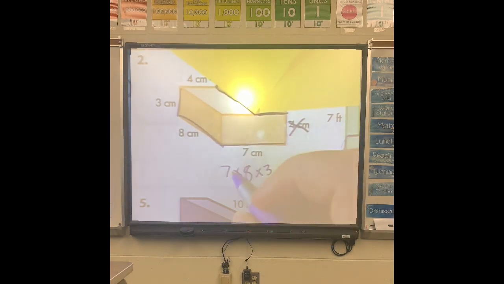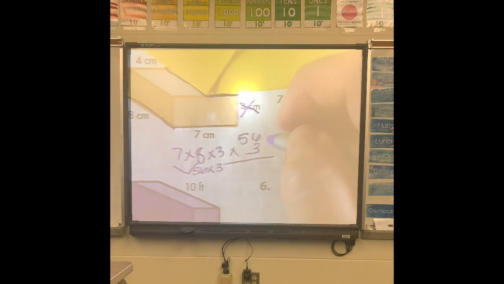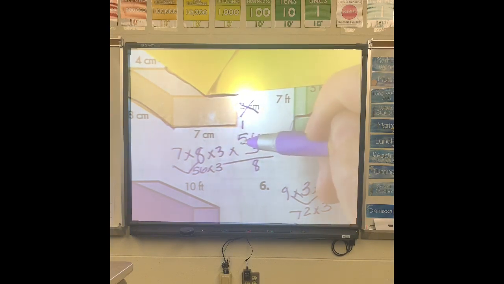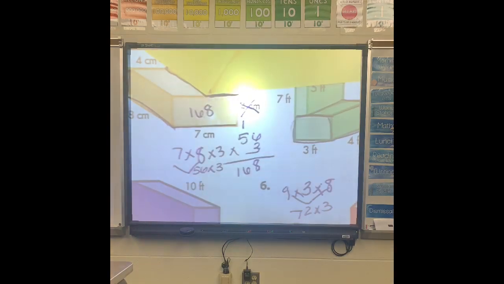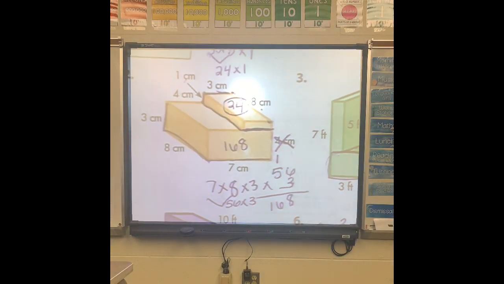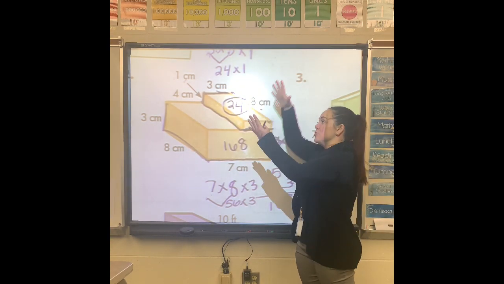So I'm going to do 7 times 8 is 56, and then I need to multiply that by 3. So there's a lot more work involved with this. So 3 times 6 is 18. 3 times 5 is 15 plus 1 is 16. So I get 168 for that shape. Now that I have my volumes for both of my shapes, I now need to add them together.